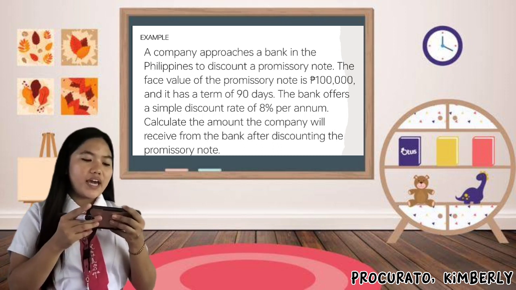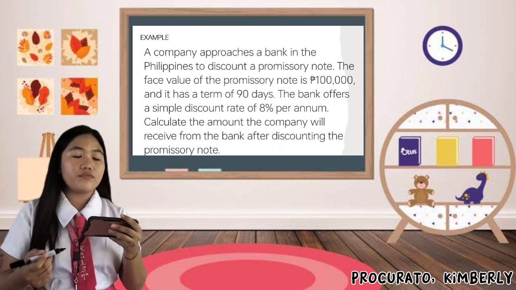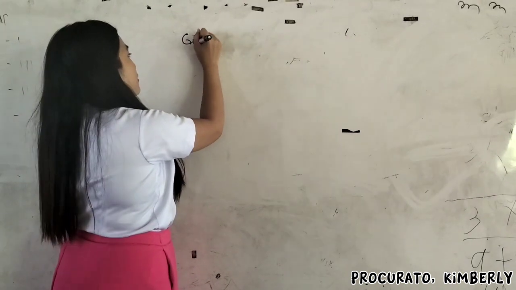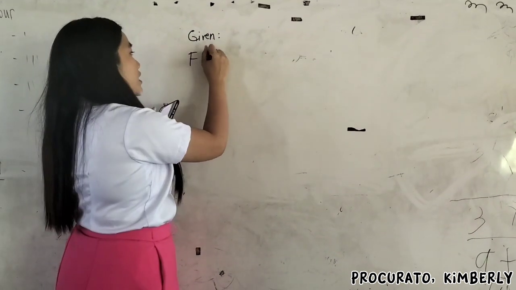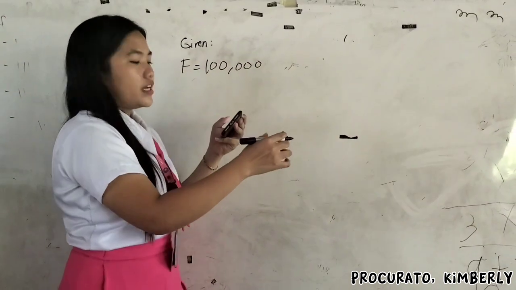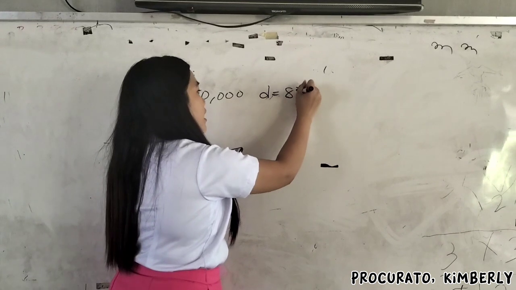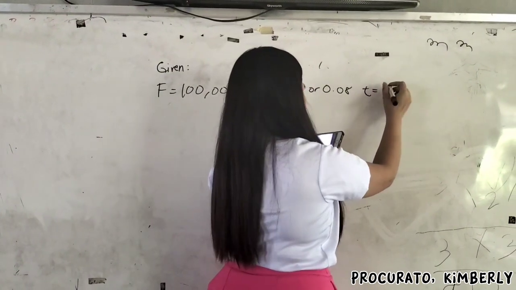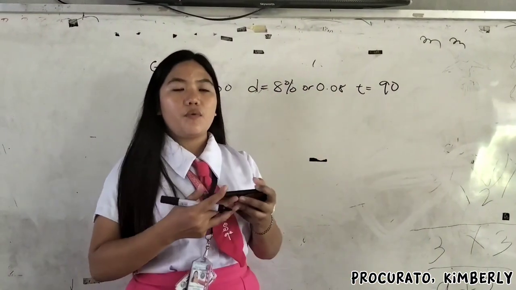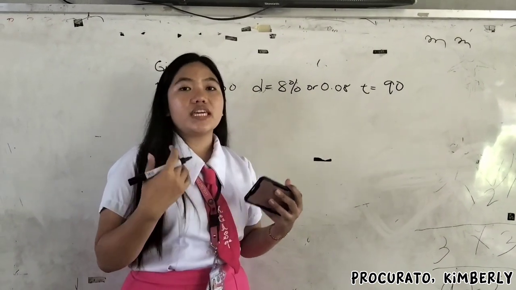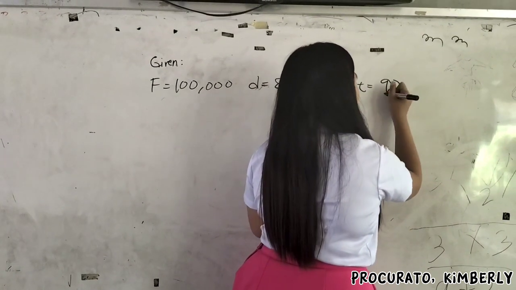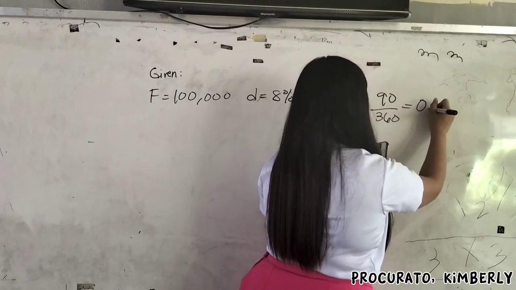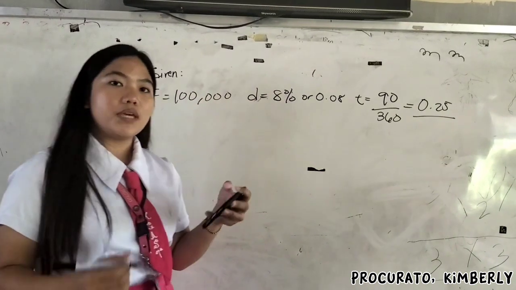So in this problem, we will find the discount and the total amount the company will receive from the bank. So first, the given: the face value is 100,000. The discount rate is 8% or 0.08. Then the time is 90 days. So in the problem, it was not stated to use exact, so we will use ordinary. So 90 divided by 360 equals 0.25. So this is the time we will use.